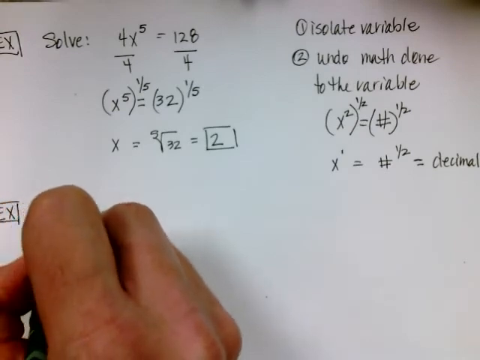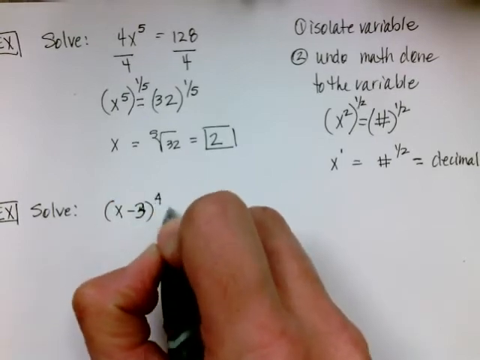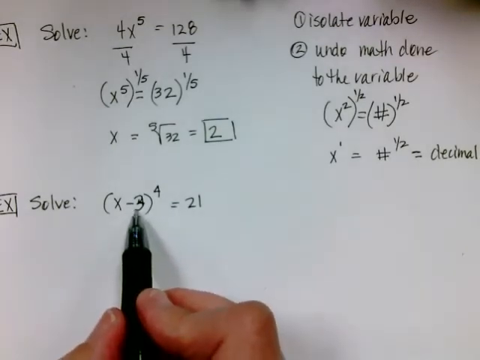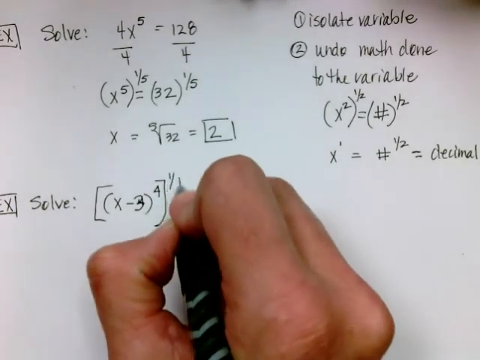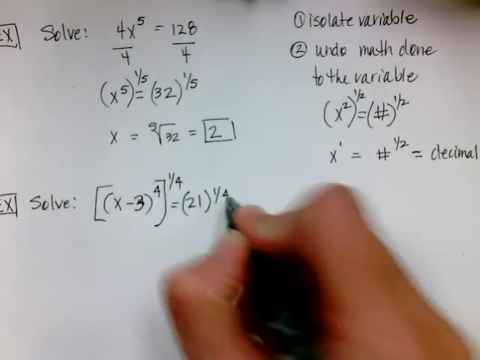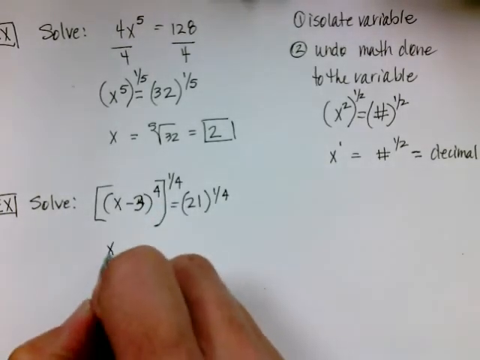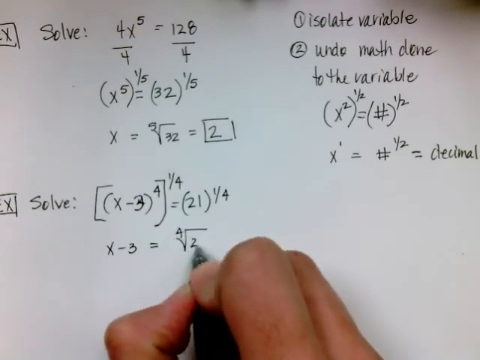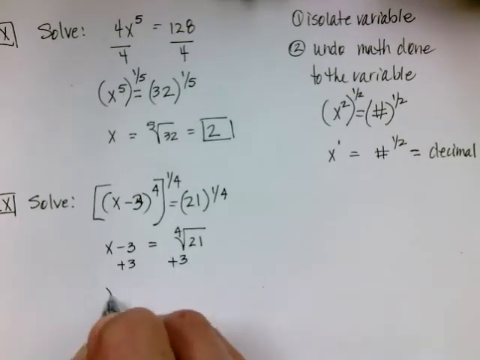Again, it's just going to say to solve, and I'm going to have x minus 3 raised to the 4th is equal to 21. I can't manage the 3 until I get rid of the 4. So the way that I'm going to manage the 4 is I'm going to raise both sides of the equation to the 1/4 power, because a 1/4 is the opposite or the reciprocal of 4. On the left-hand side, I get x minus 3, and on the right-hand side, I'm going to get the 4th root of 21.